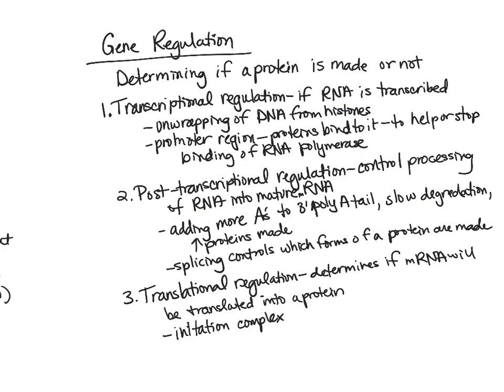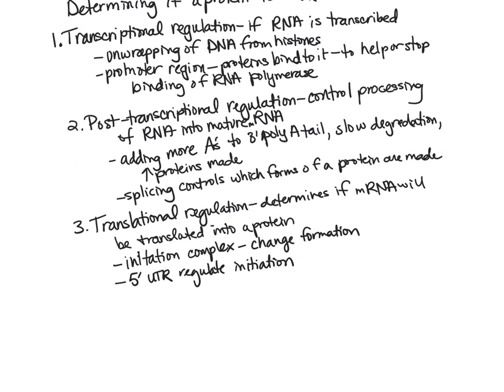So remember, we have the initiation region, and if we have this initiation complex and we change the formation, so if we don't form that initiation complex, then we're not going to see that mRNA be translated into a protein. Also, our 5' untranslated region is going to help to regulate initiation. So again, kind of turning it on, turning it off. We're not going to get into too much detail. It's just important that you know that there are these 4 different areas that we can decide whether or not we're going to continue on with this process.